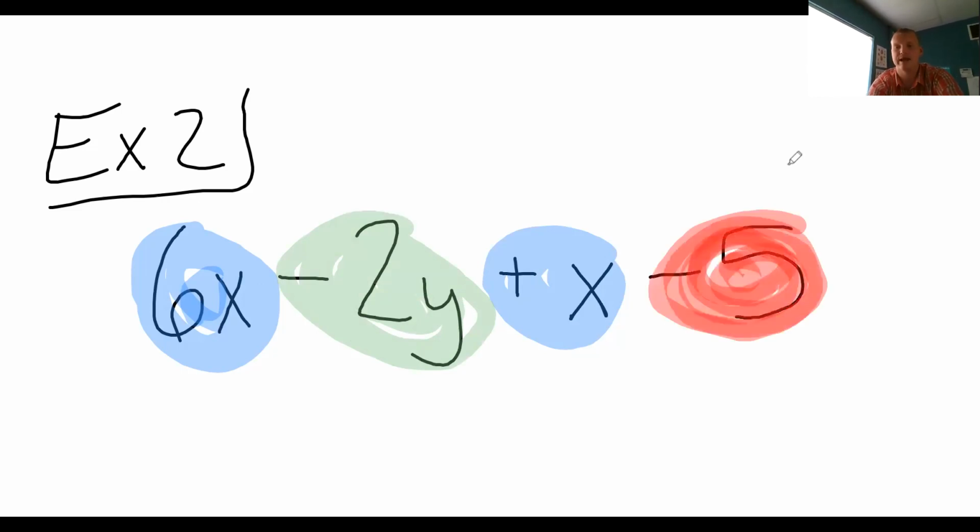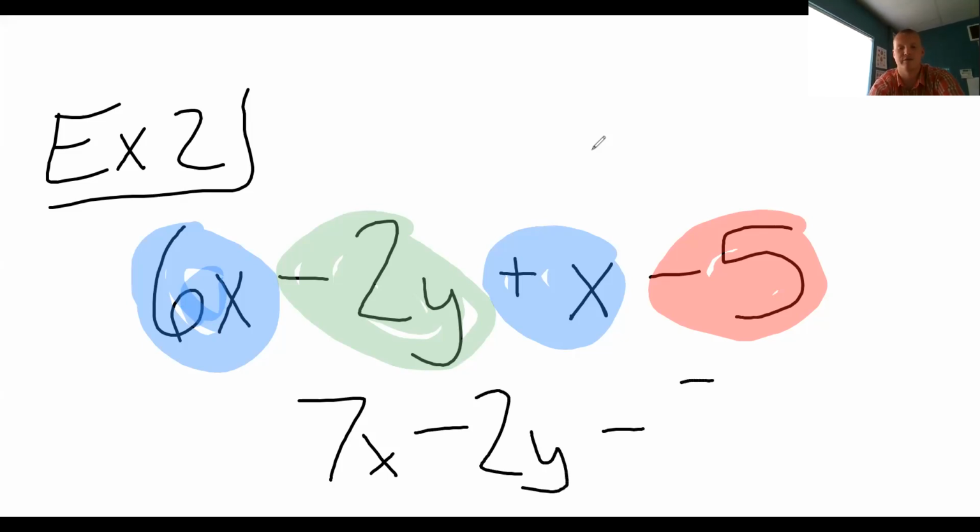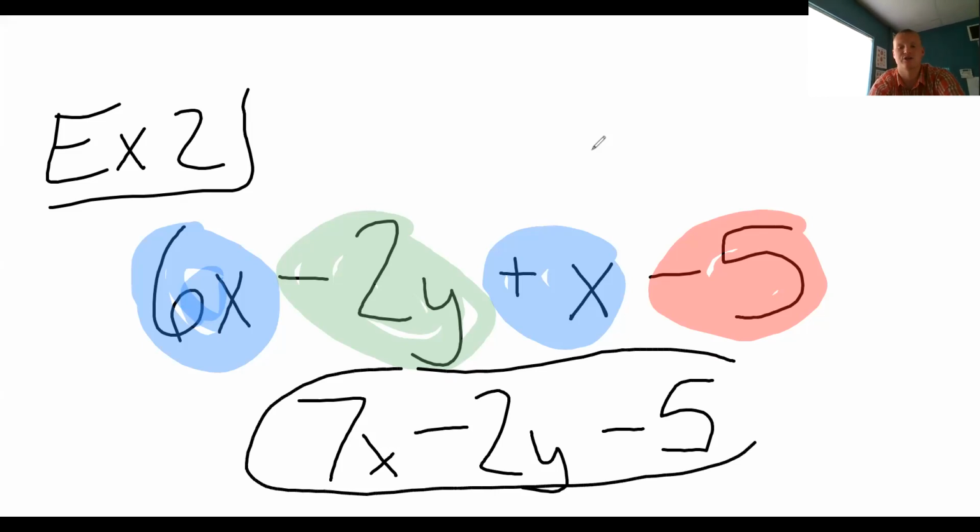So the only thing that I can do when I'm simplifying this is I can combine the +6x and +x, which would end up being, oops, +7x, and then I just bring down my other 2 terms. So I have -2y minus 5, and that would be my simplified expression: 7x minus 2y minus 5. Okay, so I identified my variables in blue, green, and red. So those would be my different terms.